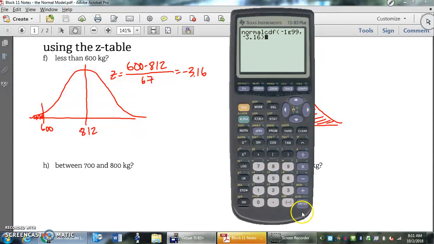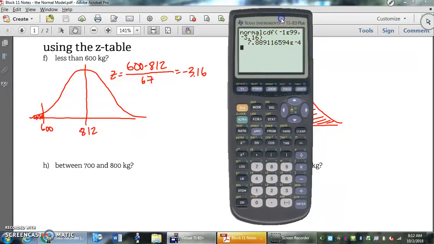Then it'll come up on the screen like this, and then we push enter, and it gives me that probability. So this says 7.8E-4, which means times 10 to the -4. Basically move your decimal place over to the left 4 times, and we get 0.0008, which is what we got when we looked on the z-table, or 0.00078, etc.